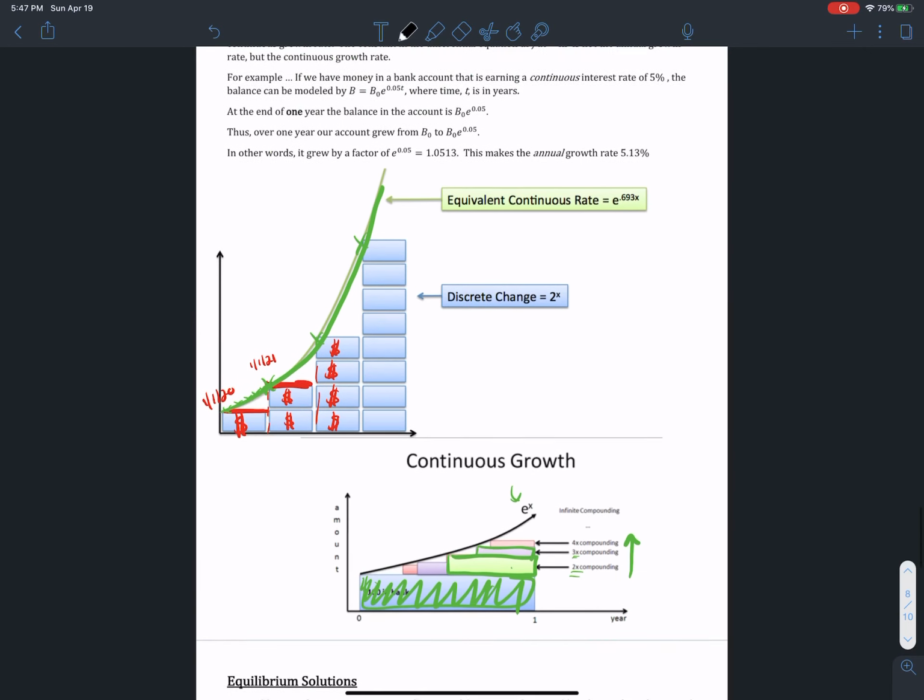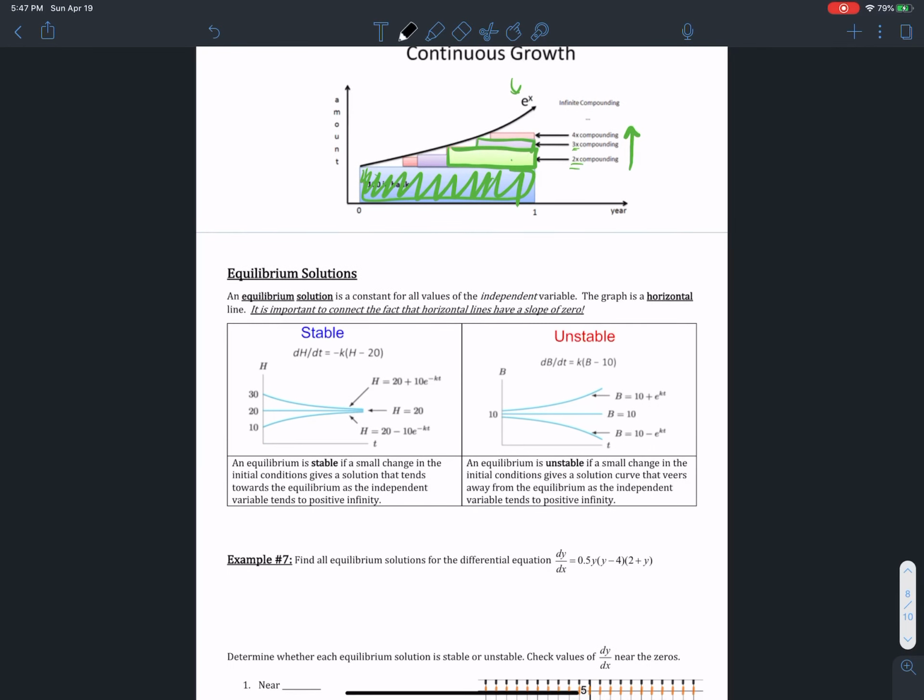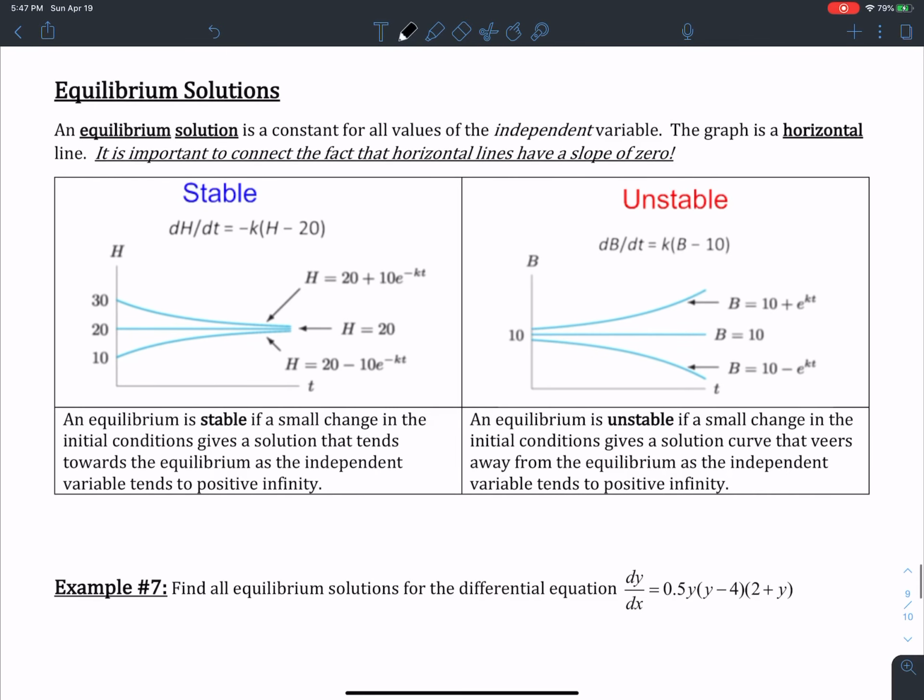The stuff that's after this, including in your notes, the equilibrium stuff, we're just going to talk about in a different lesson because this has been long, but super important.